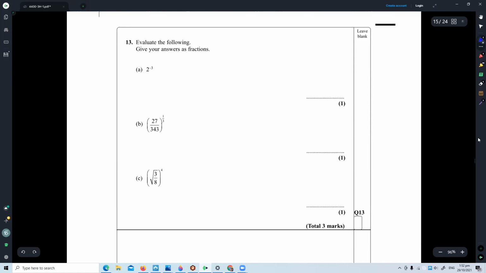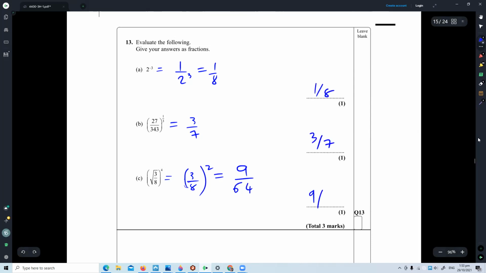Okay, so cool questions coming up. 2 to the -3, negative means flip it. This is 1 over 2 cubed, which is 1 over 8. This means cube root, it's a fractional power, so 3 over 7. This, oh wait, this is the square root of 3 over 8 squared, so the square cancels out with the square root, and this becomes 9 over 64. So my answers are 1 over 8, 3 over 7, and 9 over 64.